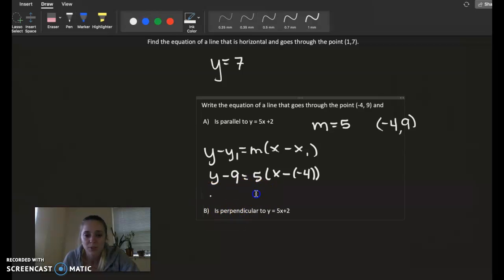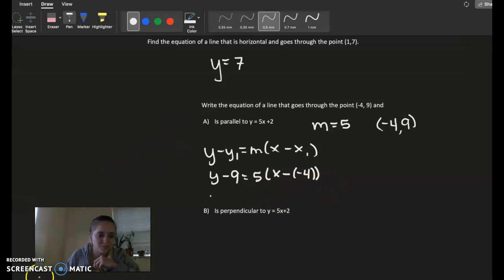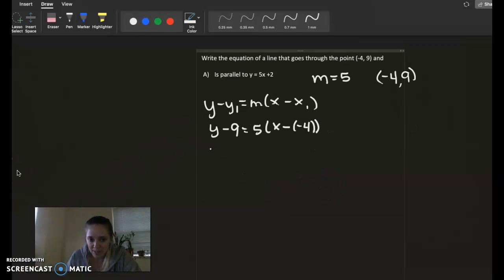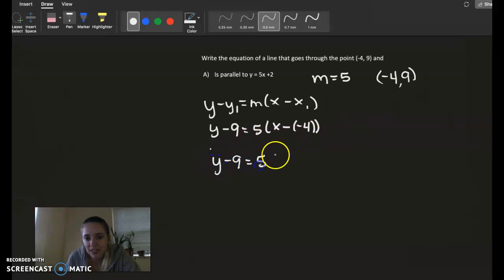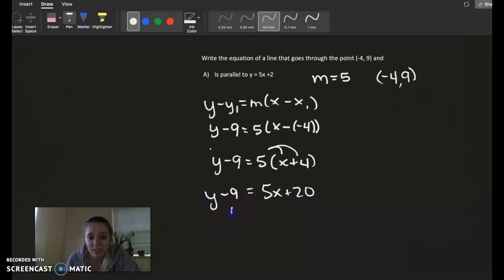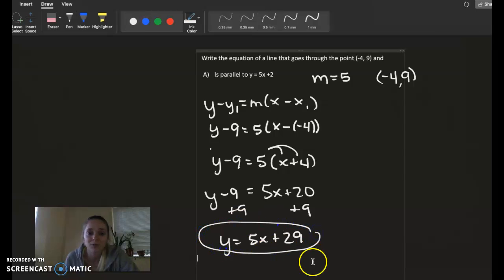Okay, so I'm going to try to simplify this as much as I can. We end up with y minus 9 equals 5 times x plus 4. And then if I distribute that 5, I have 5x plus 20 on the right-hand side. And then if I add 9 to both sides, we end up with y equals 5x plus 29. And that's the line that we are looking for.